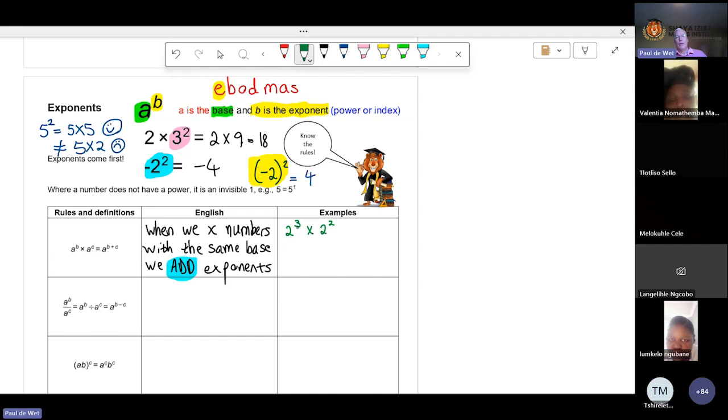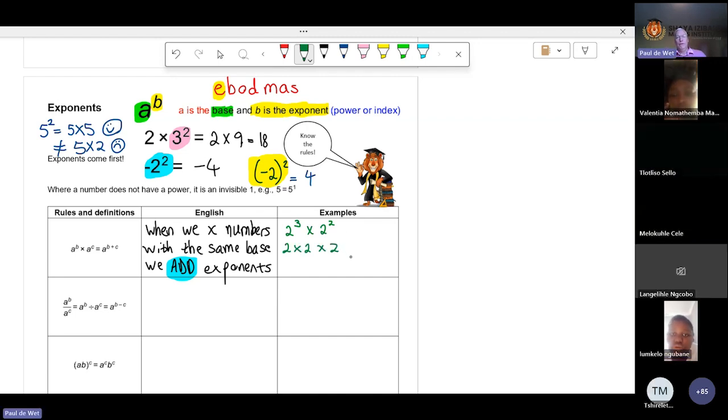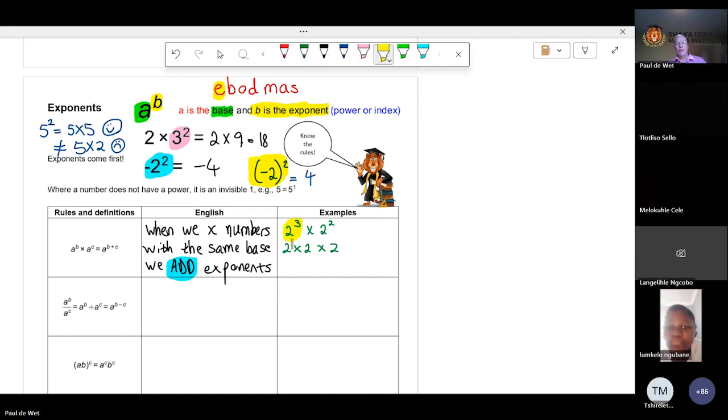How many 2's are there over here? What does 2 cubed mean? It means 2 times 2 times 2. Well done. That yellow piece is all of that stuff. Now, what about the 2 squared? What does that mean? Well done. It means 2 times 2.